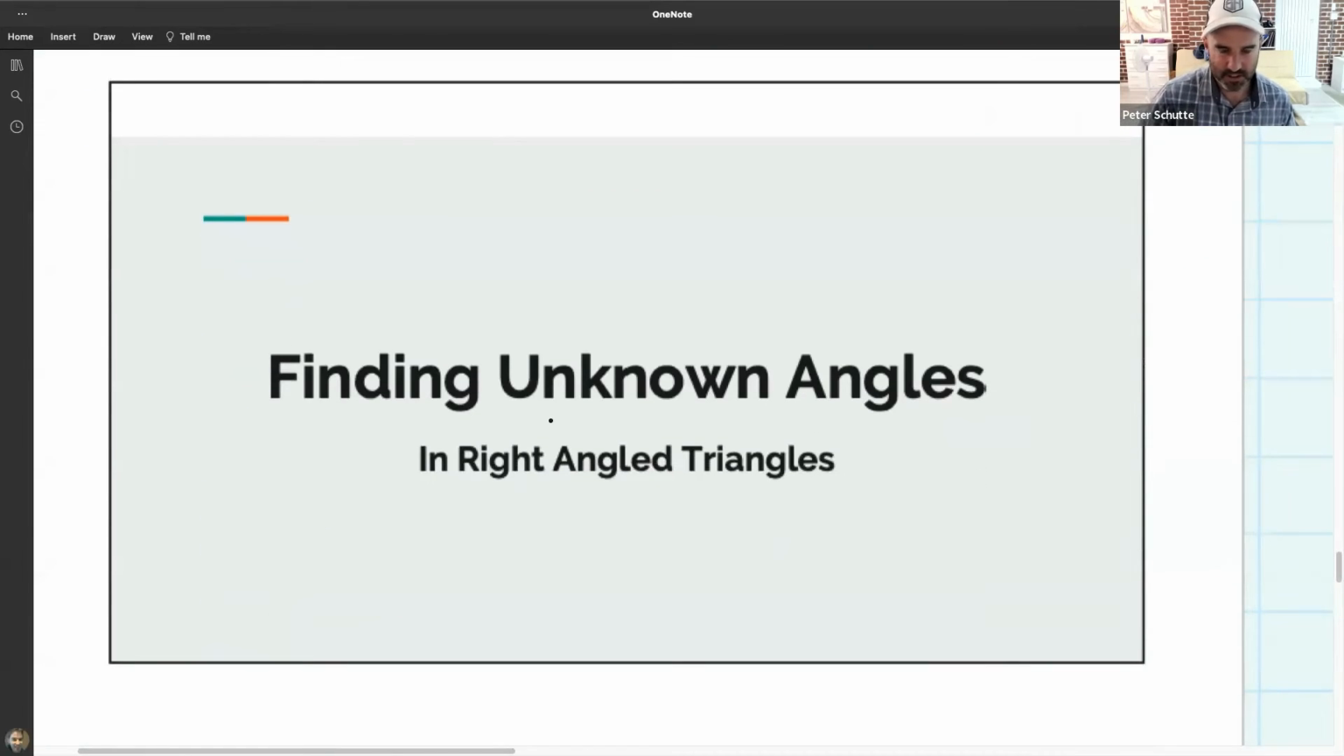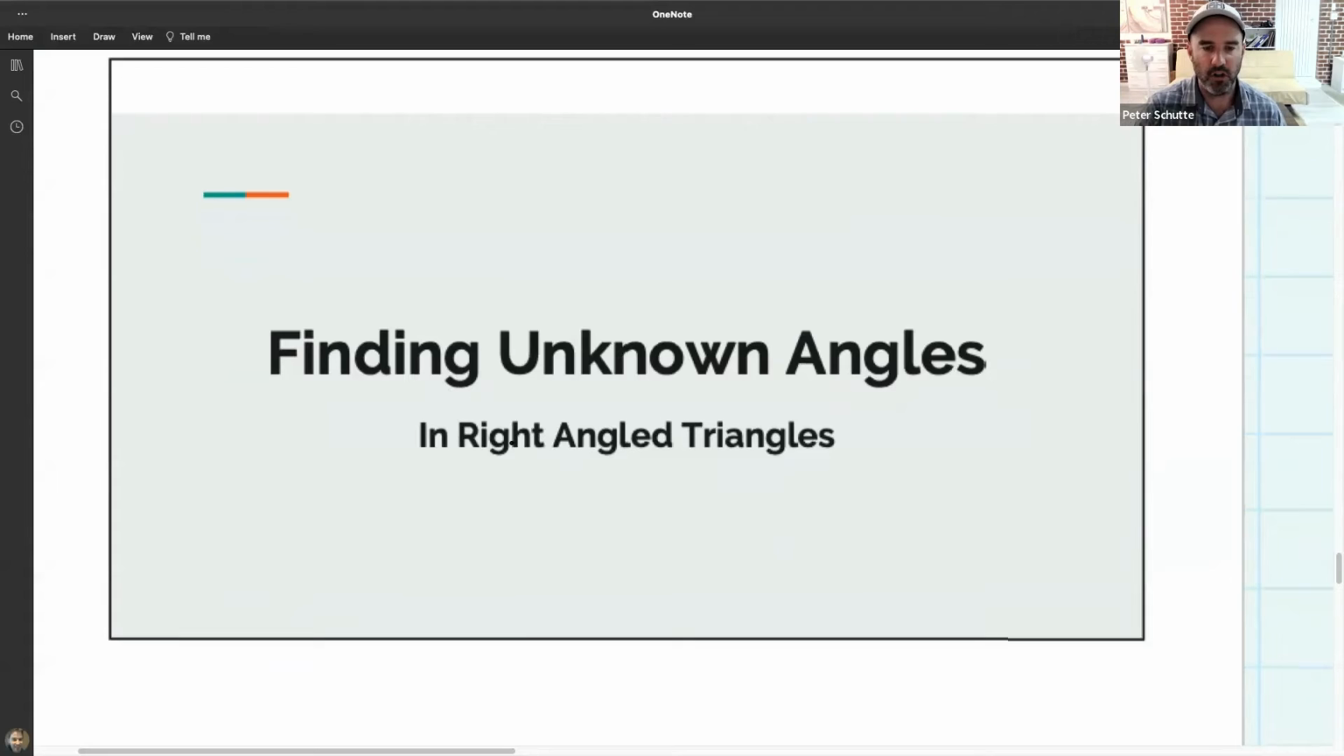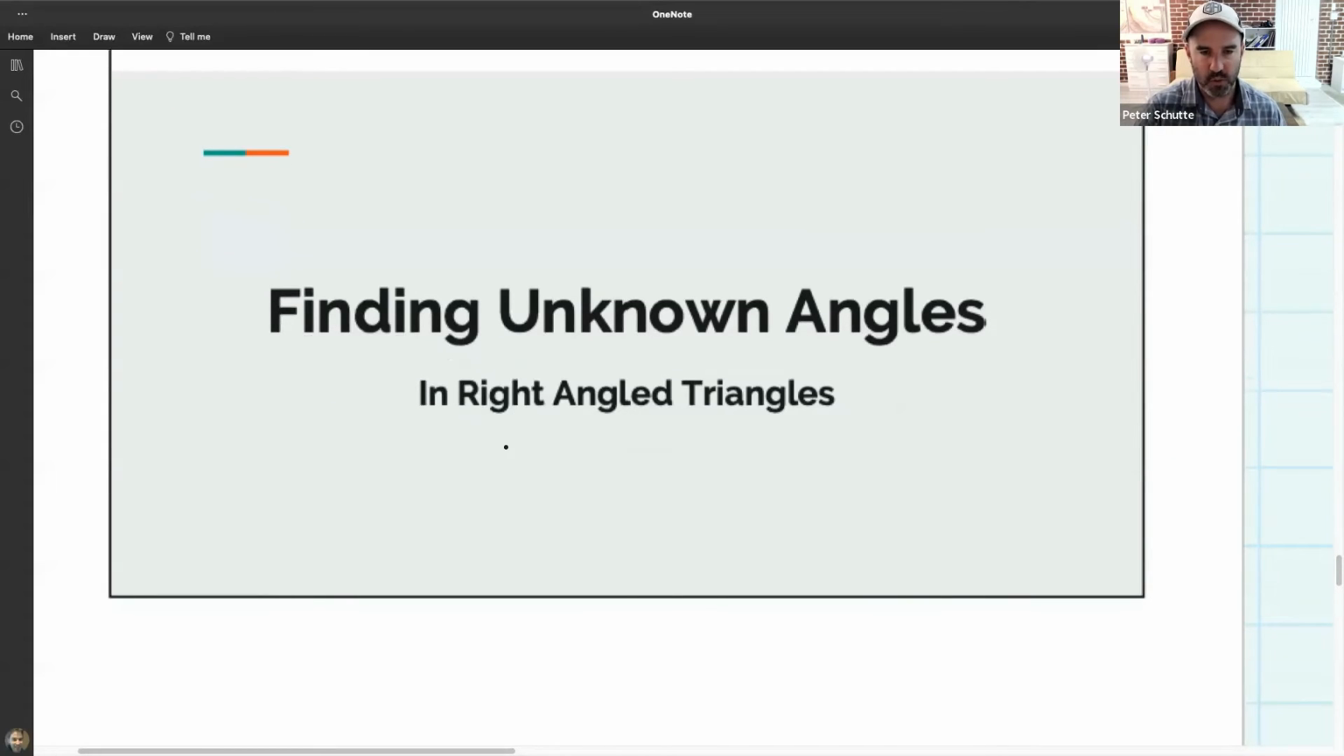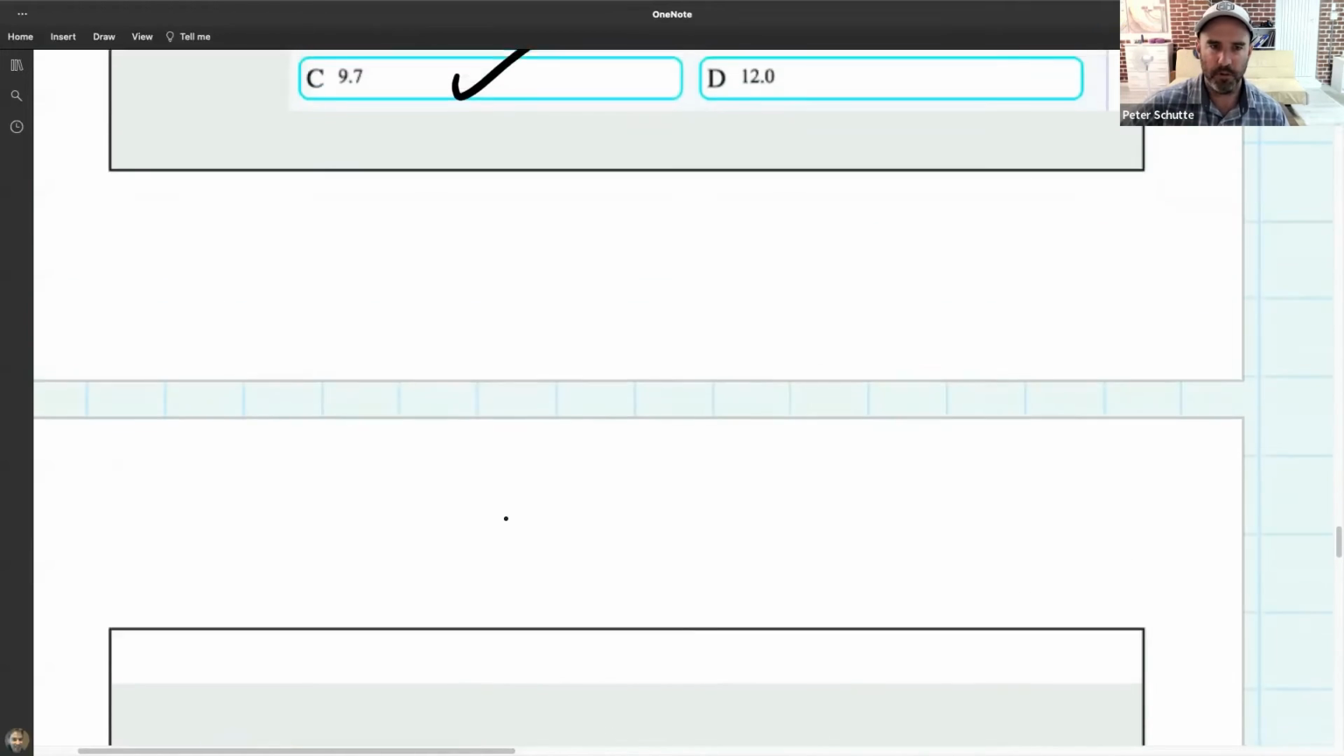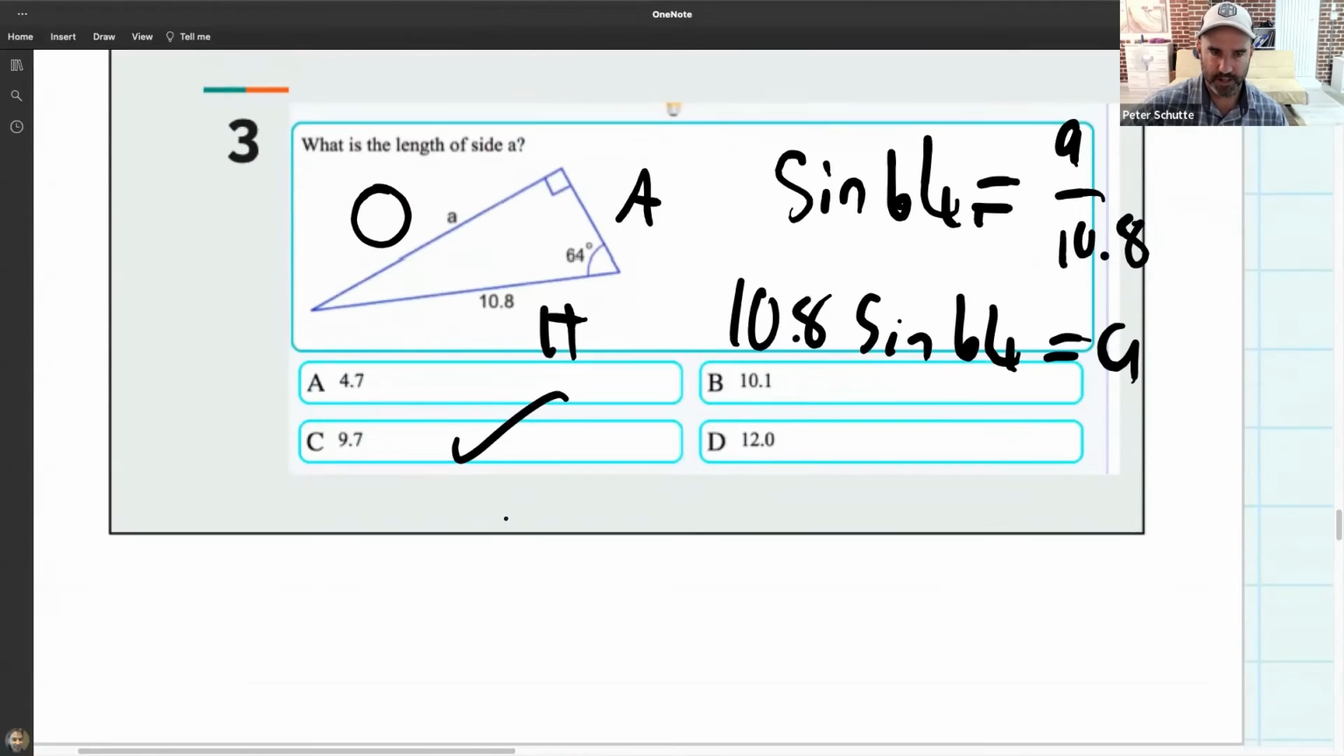I think it's time to mix things up. So now, instead of finding unknown sides, we are going to find unknown angles. And what we have to do with this is we can't use the normal trig operation. We need to tell the calculator we're going backwards, and so we use the inverse trig operation.